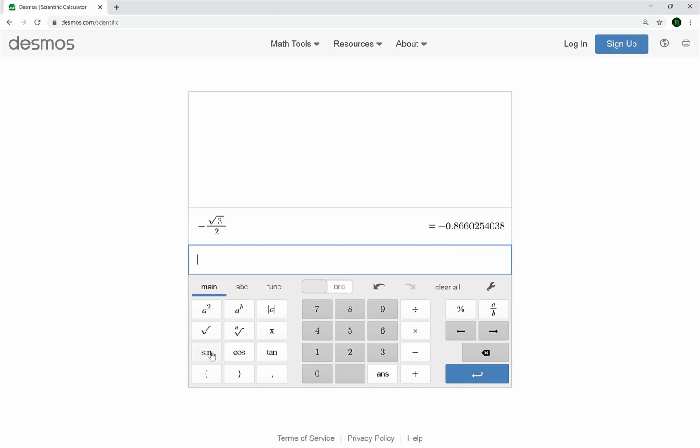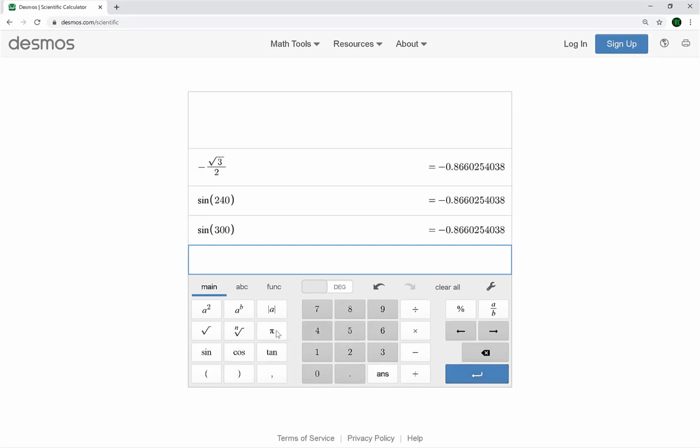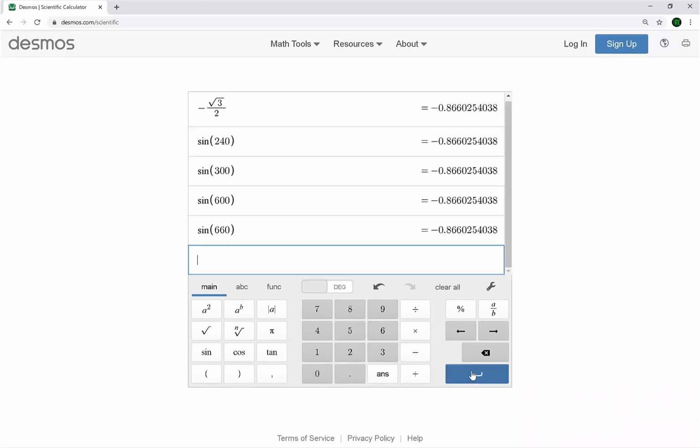So now check this out, guys. Sine. Give it to me in order. What was the first one? 240. Look at that. Sine. The next one was 300. We already know those. And look at that. The next one was, what was the next one? 600. Look at that. Beautiful. Just beautiful. And then the last one was, what was it? 660. And look at that, guys. All of them were the same. You guys don't think that's beautiful?